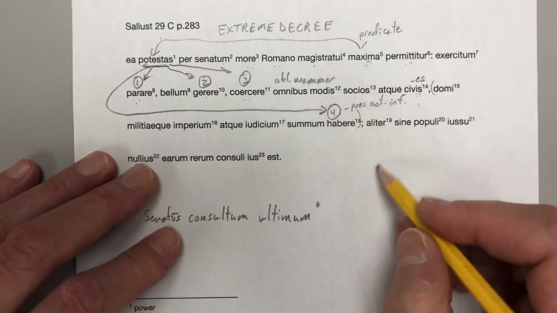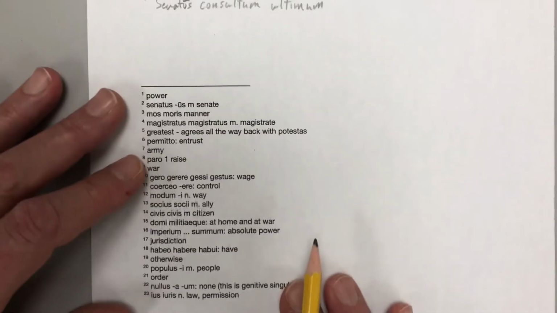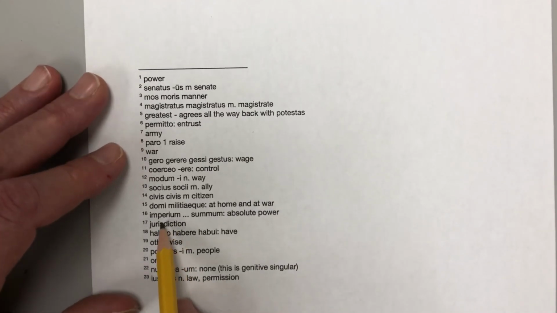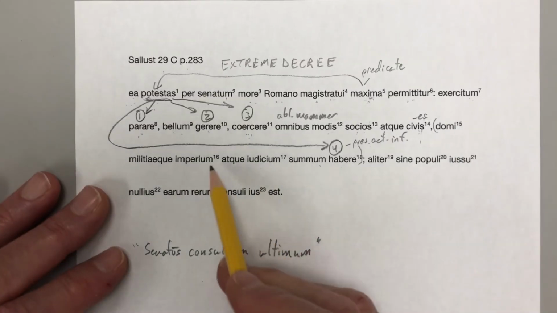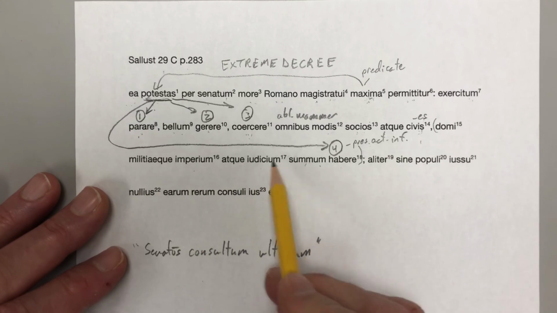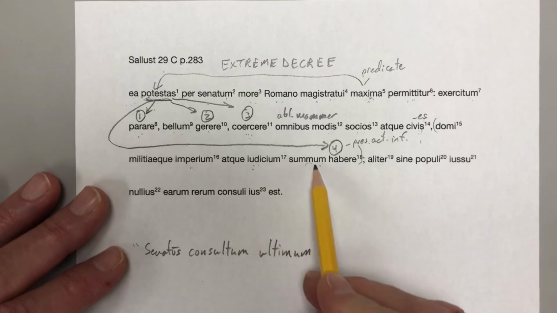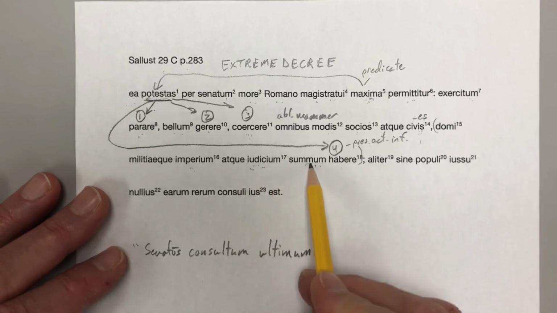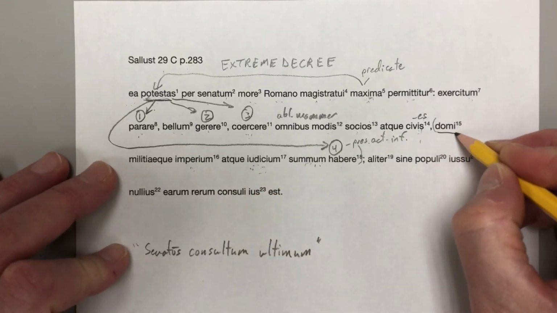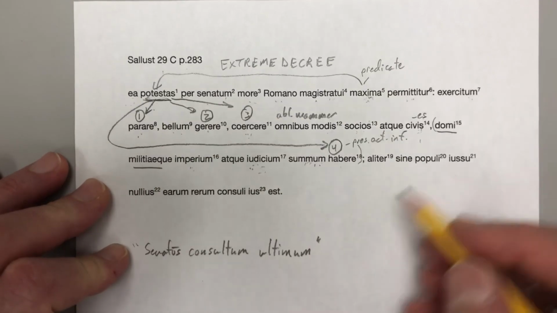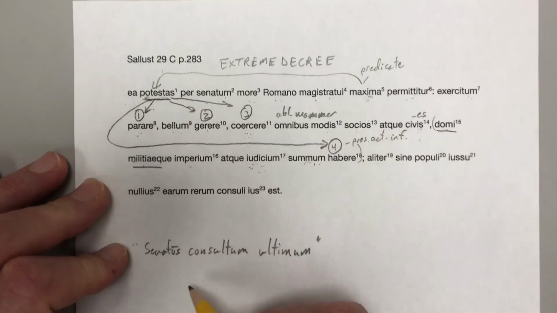And here's this infinitive phrase, which is quite long. To have judicium summum. And I said for that, if you look down here in the notes, imperium summum, absolute power. We've got summum imperium and summum judicium, so this is military absolute power, and judicium summum is judicial absolute power. And then 2 other aspects here, over the home and over the military. So domestic affairs here, military affairs here, and they're both in the dative.